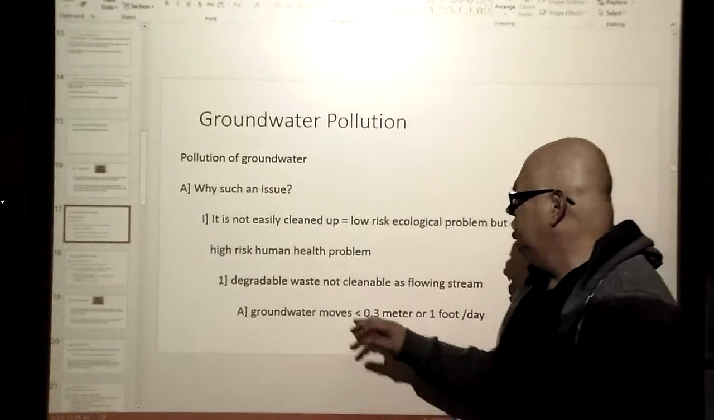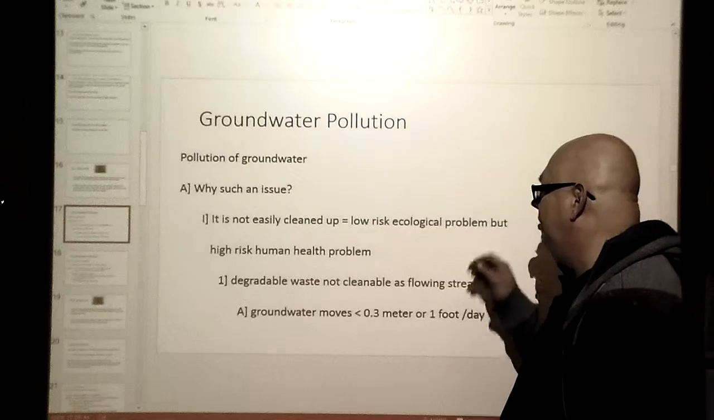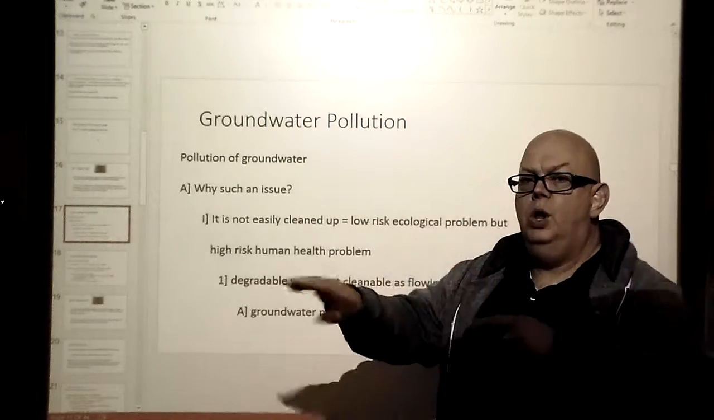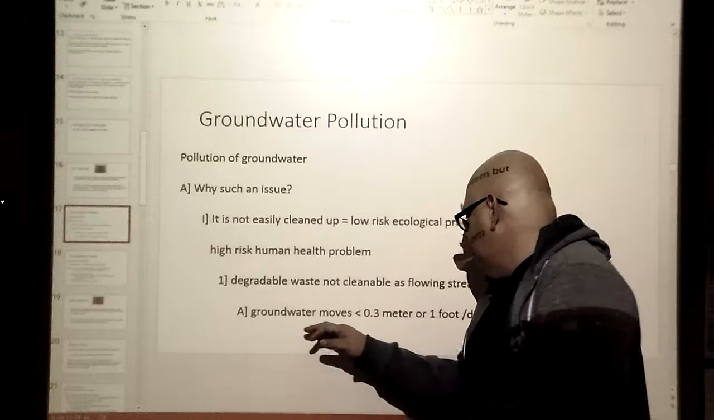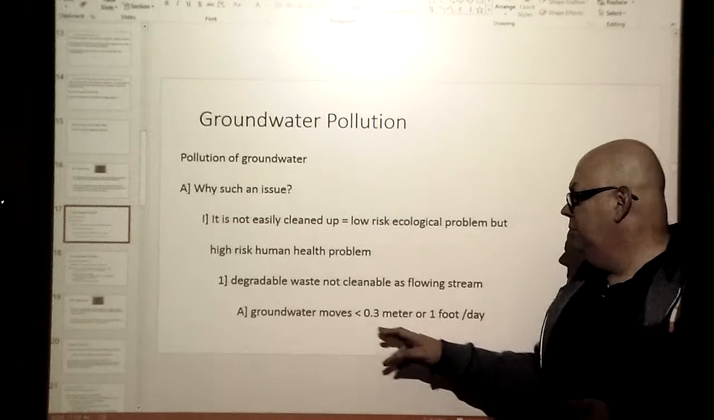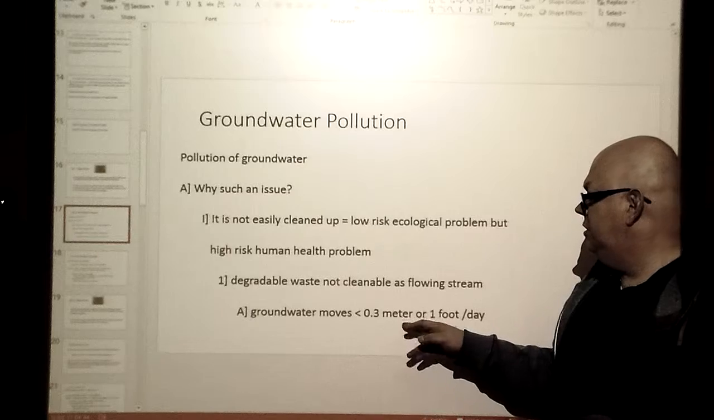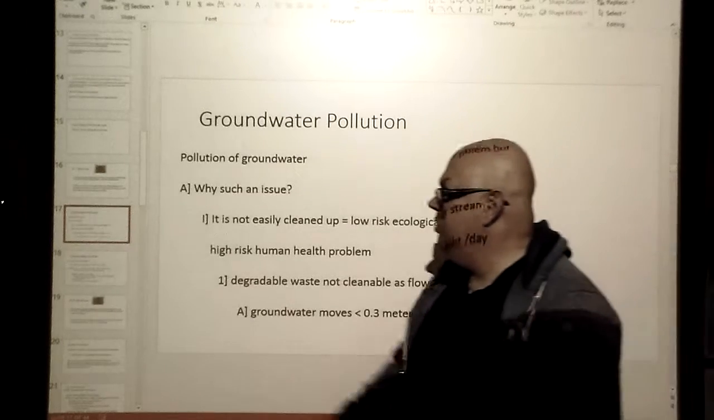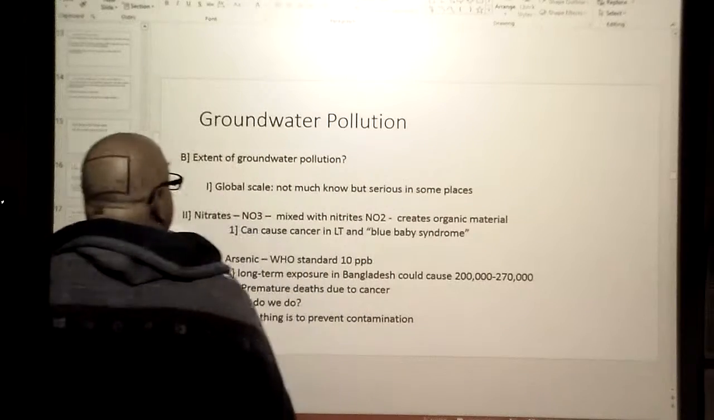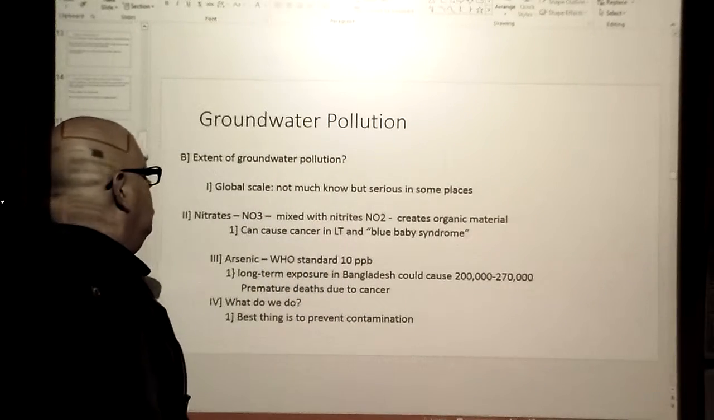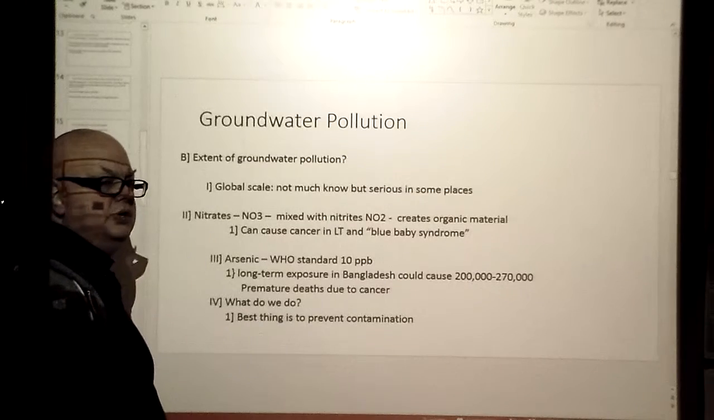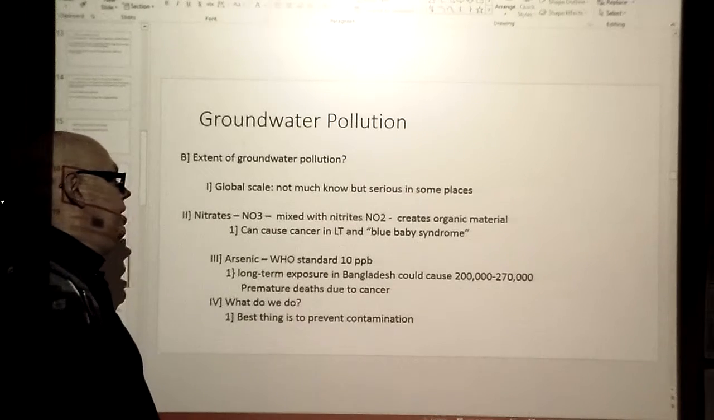That's a problem. Degradable waste is not cleanable as in a flowing stream. Groundwater doesn't flow like a stream does. The water moves less than a third of a meter, or one foot, a day. That's not a lot, not for groundwater, and certainly not to clean it up. Extent of groundwater pollution: it's serious in some places on the global scale, but we don't know much.